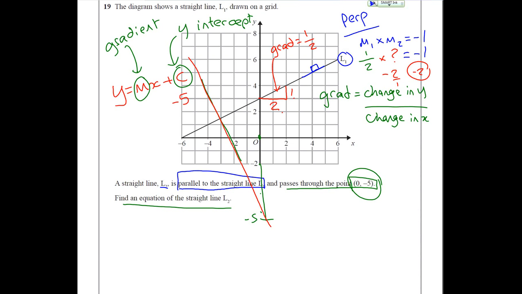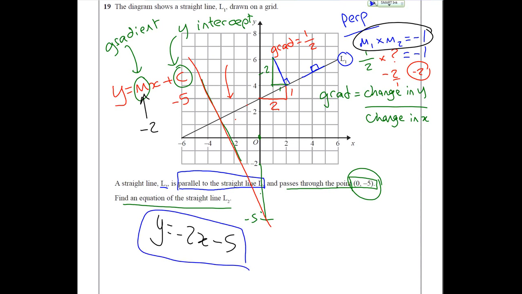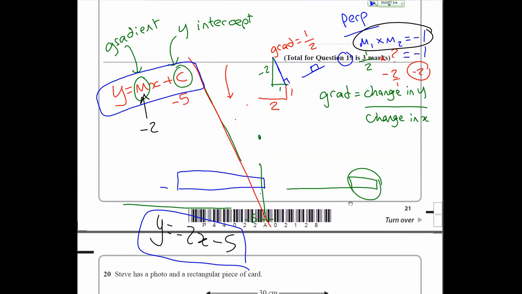But let's think about what's going on the graph. If it is at 90 degrees, like that, then we can think of for changing y as minus 2, changing x as 1. So you get minus 2 either way, by looking at the diagram, or by just thinking about the algebra, which is this equation. Either way, you get minus 2 here. So the equation of a straight line L2 is y equals minus 2x minus 5, using this formula, y equals mx plus c. That's why it's so useful. And that was 3 marks.